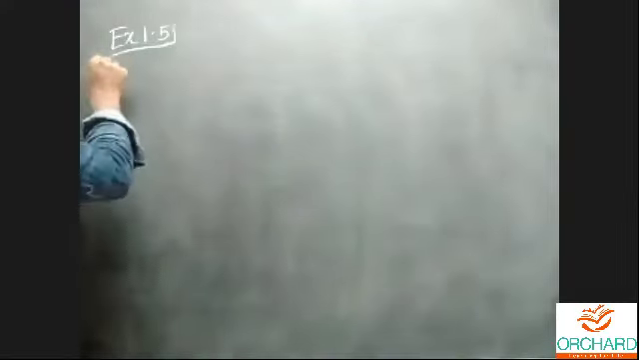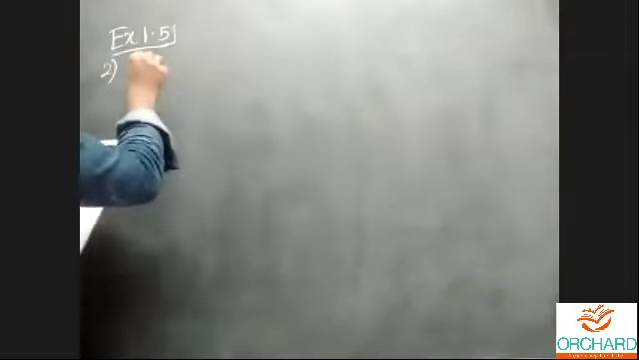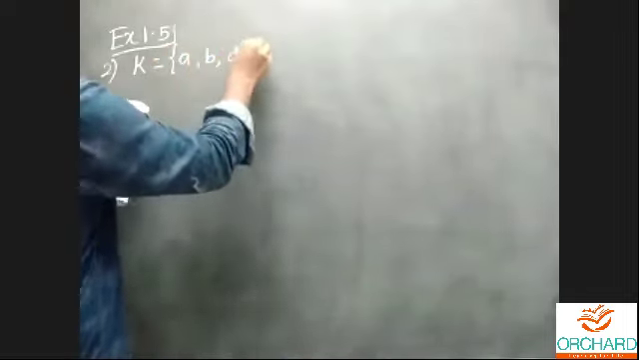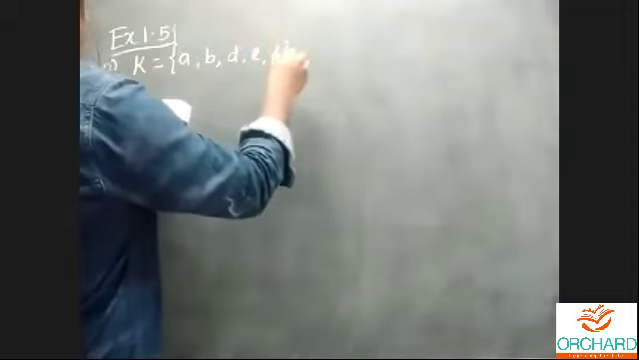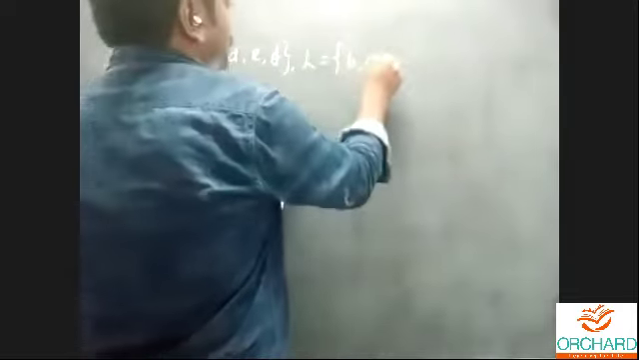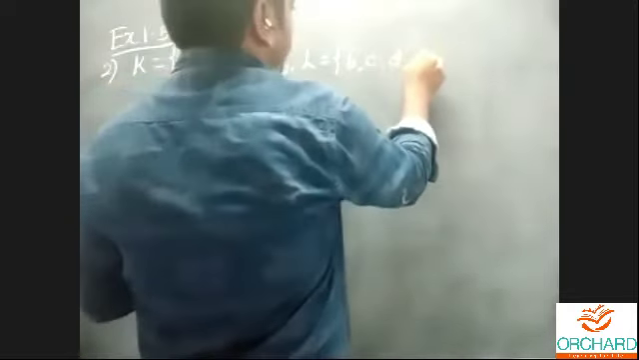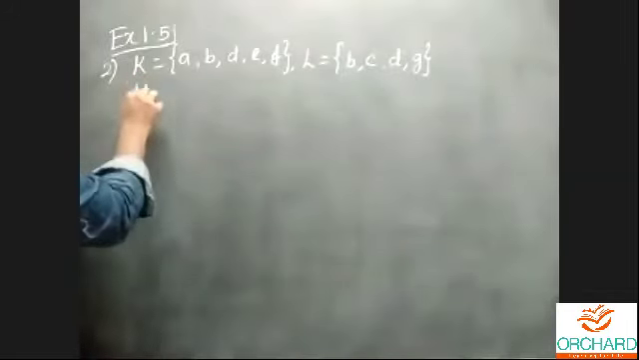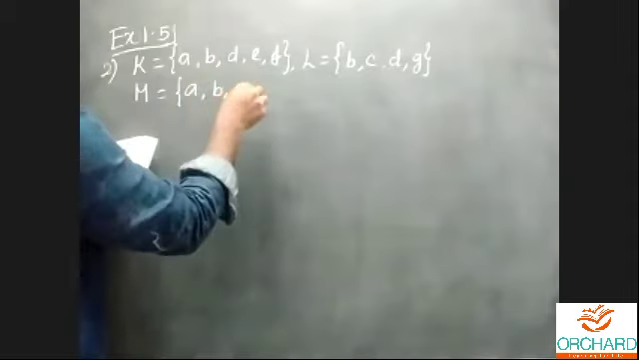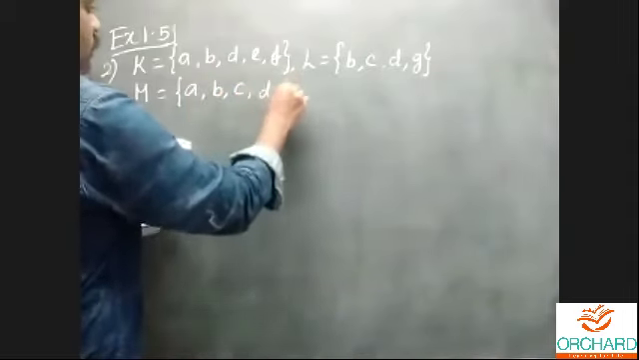Okay, question number 2. We are given the elements of set K. K is equal to A, B, D, E, F, and the elements of set L: B, C, D, G, and the elements of set M: A, B, C, D, H.